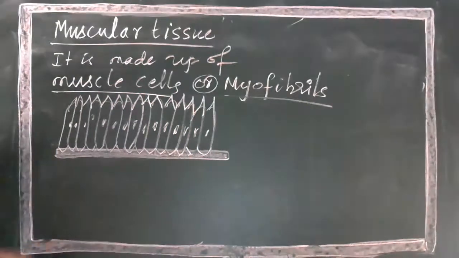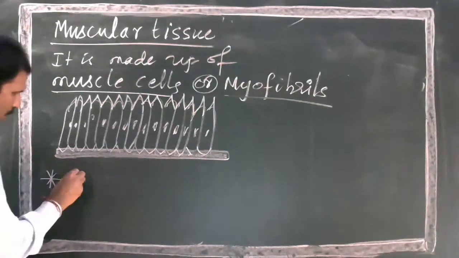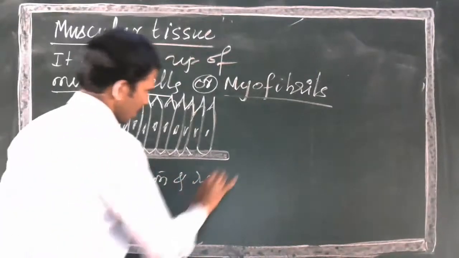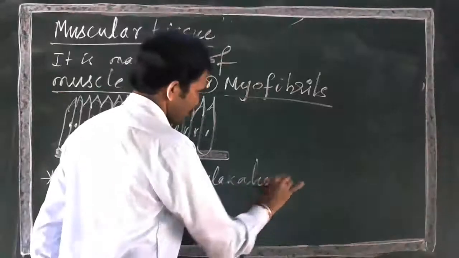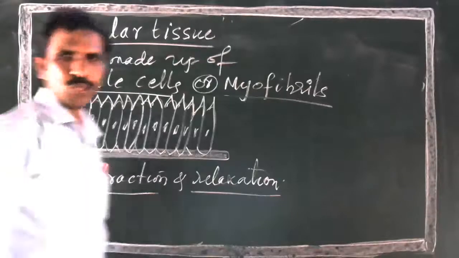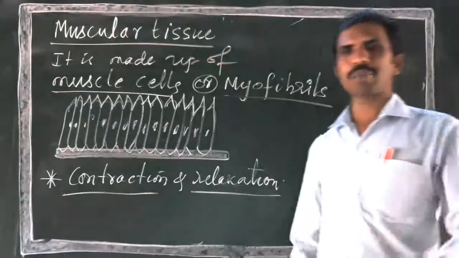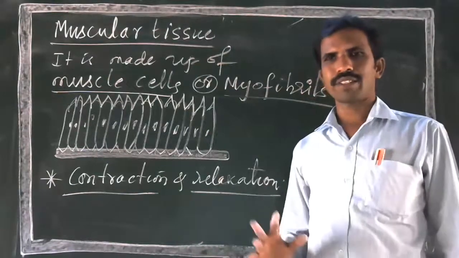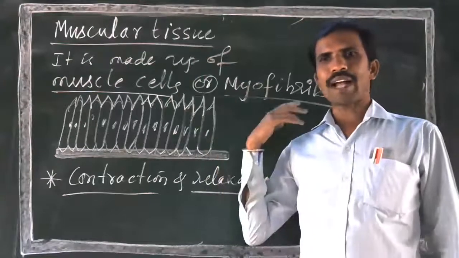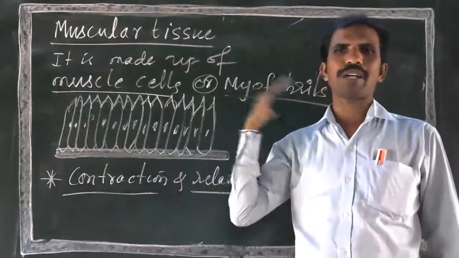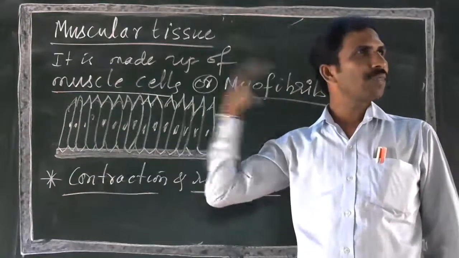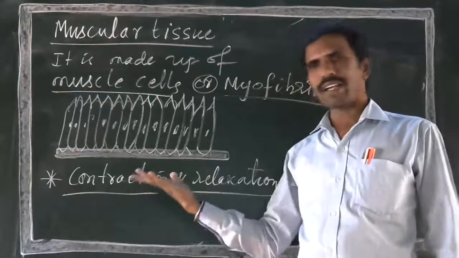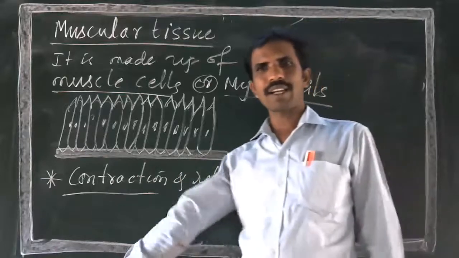This muscular tissue has a special property, that is contraction and relaxation. Which property? Contraction and relaxation. See here, stretching of our hand. I am stretching my hand and bringing it back to the normal state. That is carried out by the muscles only. Muscles contract and relax, and when they contract and relax, the movement happens.